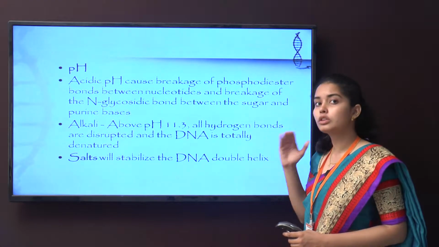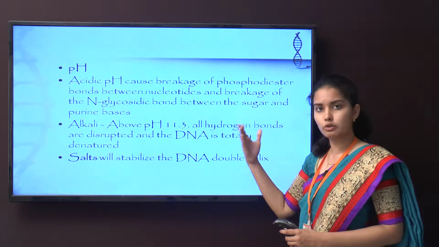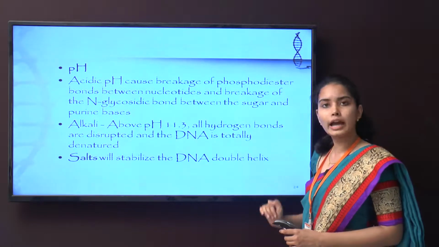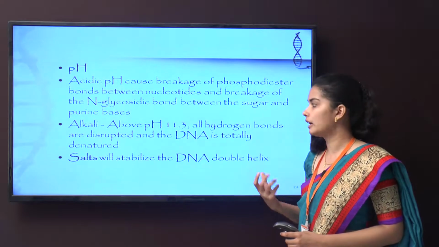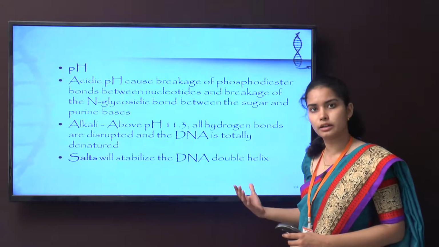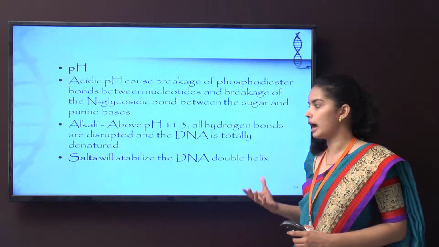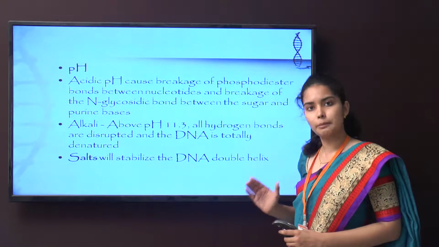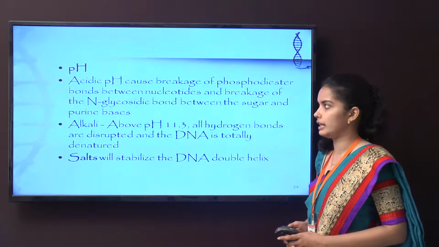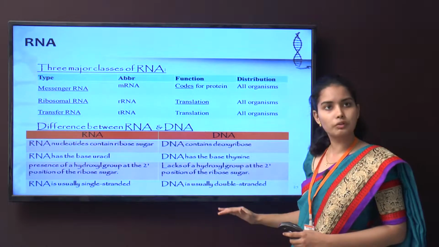Alkali, that is above pH 7, around pH 11.3, disrupts all hydrogen bonds and the DNA is totally denatured. Alkali or acidic, both can denature the DNA or break the hydrogen bonds. Salt will stabilize the DNA double helix. Now we will study RNA.